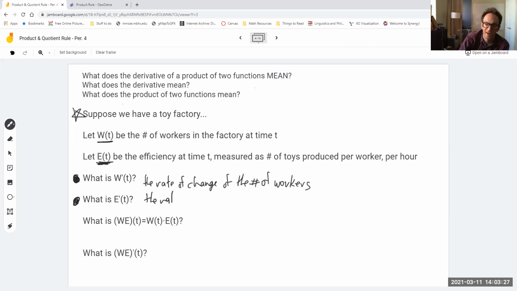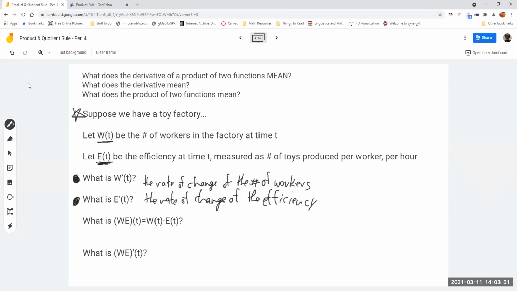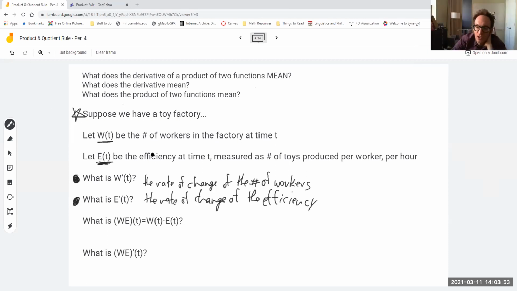Well, it's the rate of change of efficiency. Okay, like I said, you can't go wrong with just adding "the rate of change of" in front of the thing. But now, using more normal human language, what is it telling you? To get a new toy making machine. Say it again. To get another toy making machine. So they make more toys. Yeah, something like that.